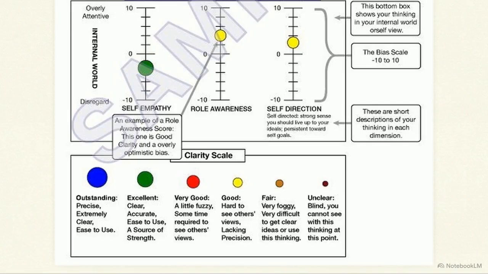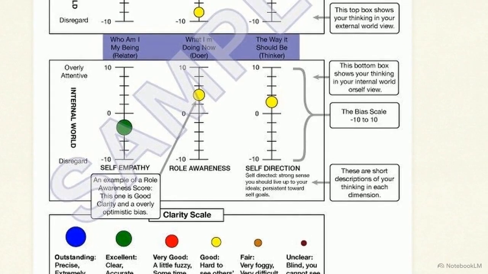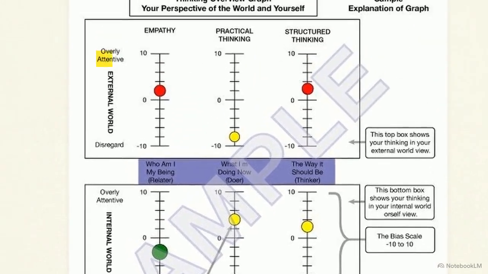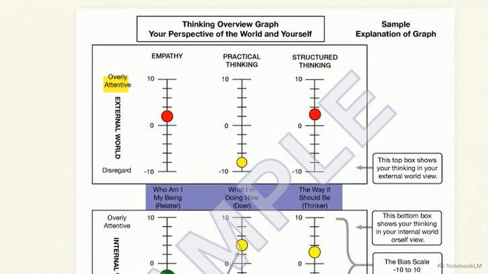Go ahead and look at your thinking overview graph. This legend at the bottom is your clarity scale. The size and color of these circles represent your level of awareness and how easily you use a specific type of thinking. Look at the vertical axis right above it. This measures your bias, ranging from -10 at the bottom to +10 at the top. This position dictates whether you have an overly attentive, positive attitude toward a certain way of thinking, or a skeptical, negative attitude where you tend to disregard it.